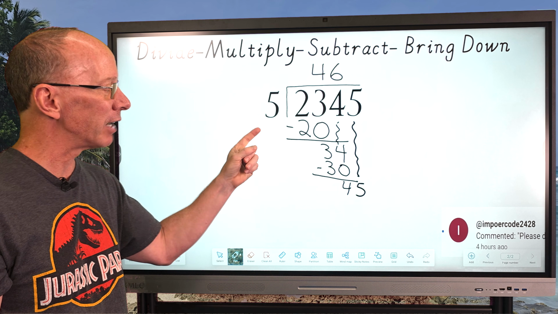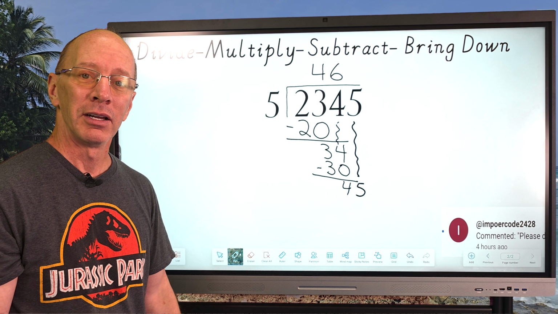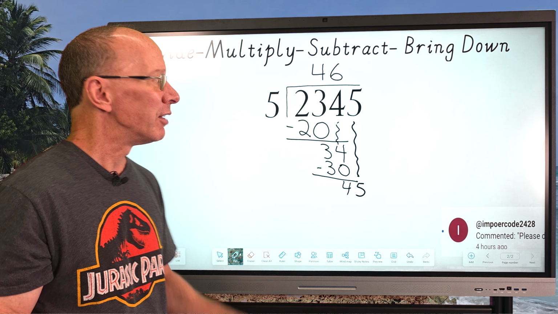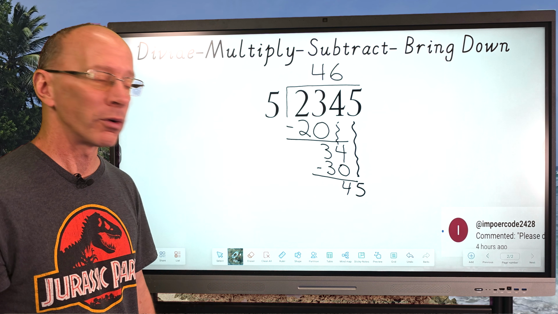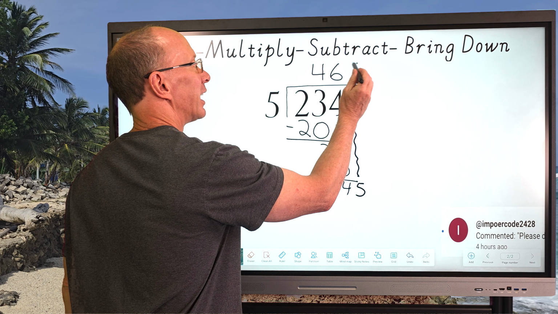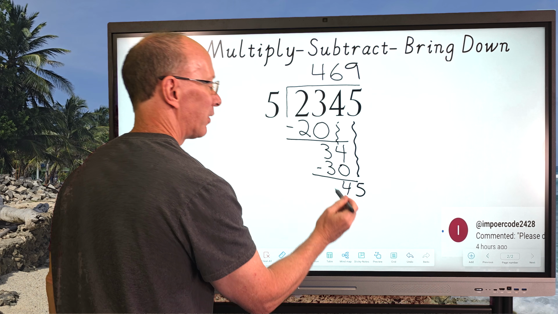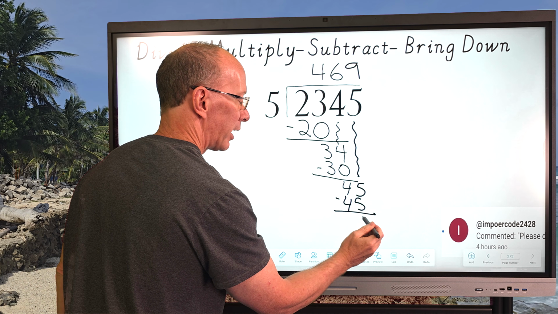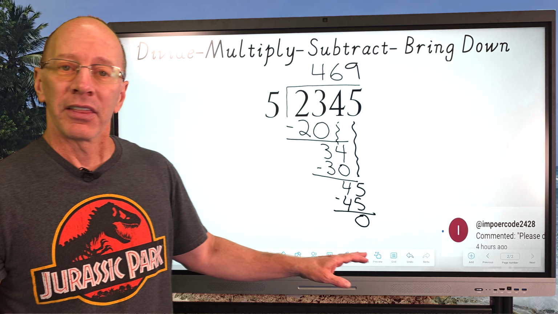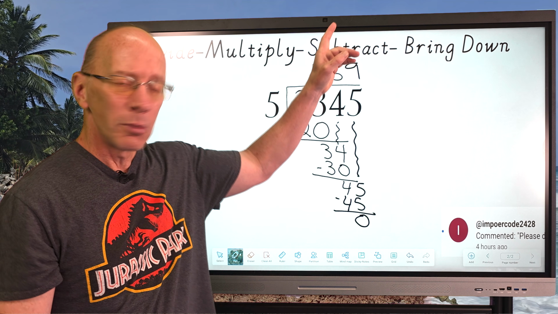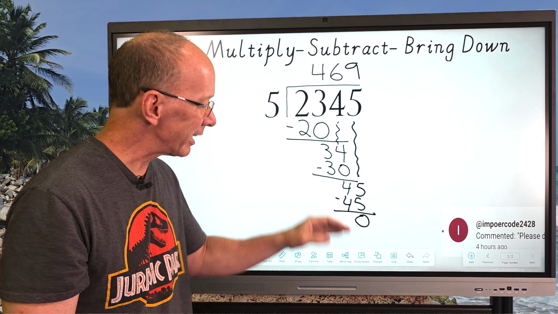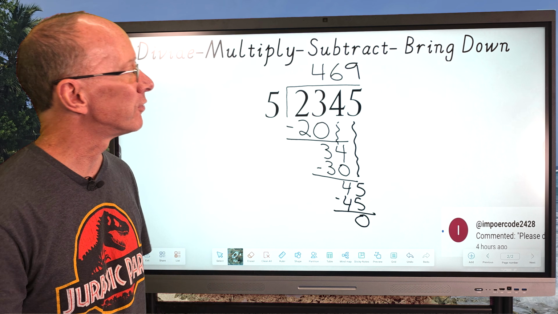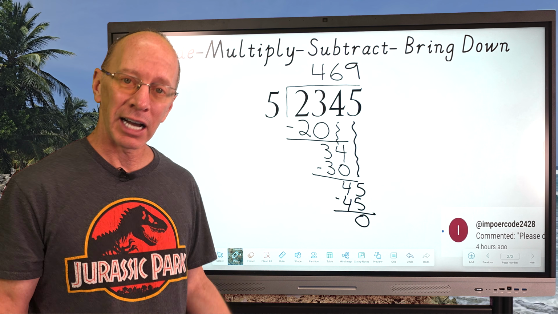How many times does 5 go into 45? 5, 10, 15, 20, 25, 30, 35, 40, 45. 5 times 9 equals 45. So I'm going to go ahead and put the 9 right here. 9 times 5 equals 45. Next step is to subtract, which is a 0. There's no more numbers to bring down. That's a 0. There's no remainder. That's it. Our answer is 469. How'd you like that?